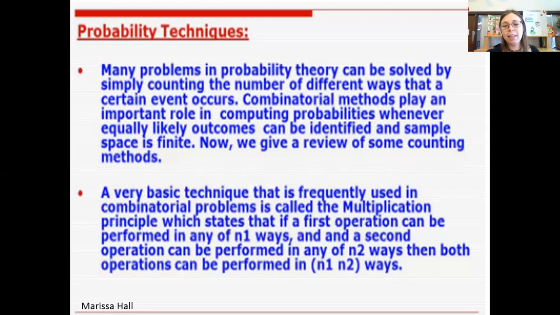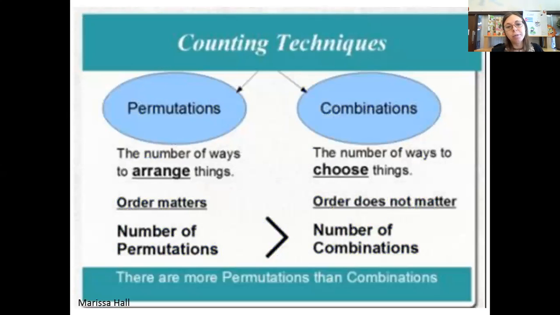A very basic technique that is frequently used in combinatorial problems is called the multiplication principle, which states that if a first operation can be performed in any of n1 ways, and a second operation can be performed in any of n2 ways, then both operations can be performed in n1 times n2 ways.